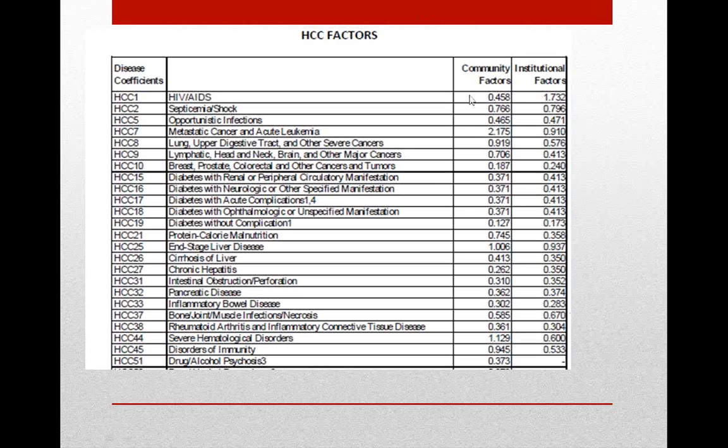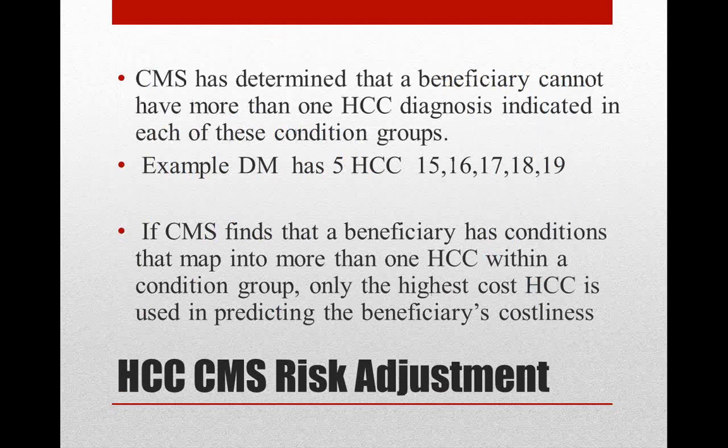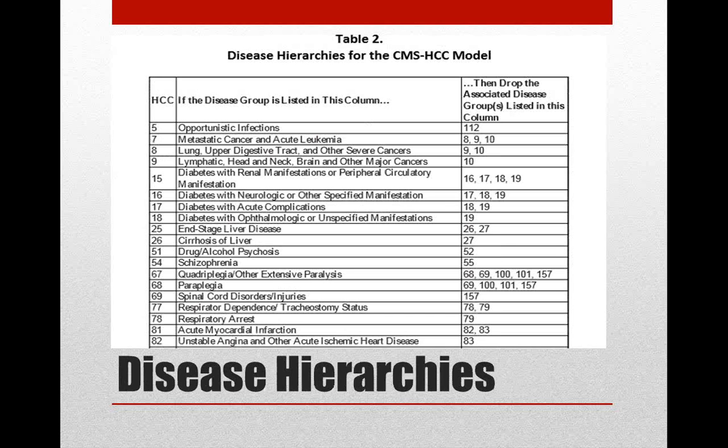And you can see they apply these values, which are actually multipliers for the amount of money that they're going to assess to our particular patient population. So CMS determines that the beneficiary cannot have more than one of these HCC diagnoses in a condition group. So for example, diabetes has those 5 HCC categories, 15 through 19. It will take the highest one, which would be, if it was a 15 like renal, it would trump the 19 of the uncomplicated. And then it assigns the cost based on that.